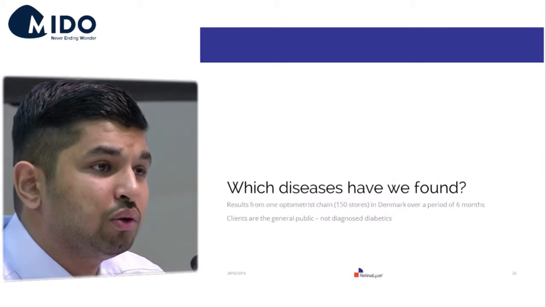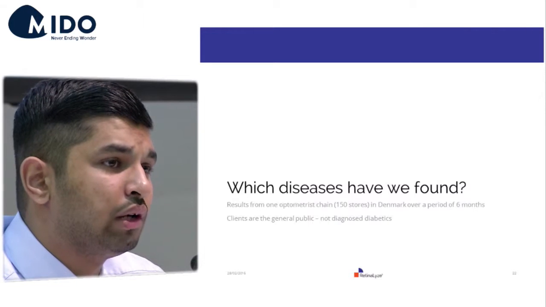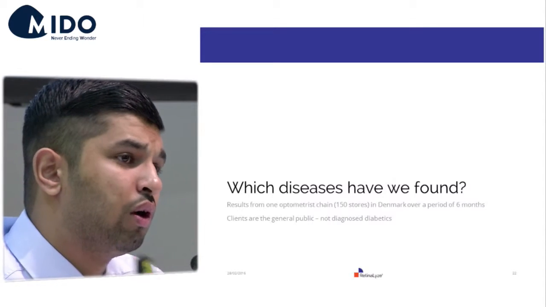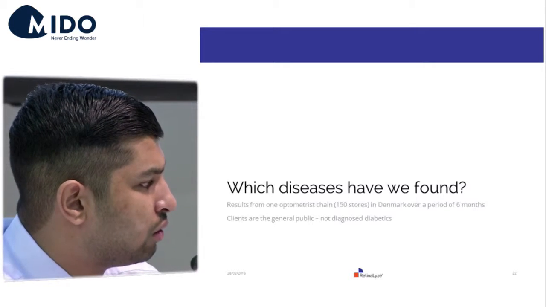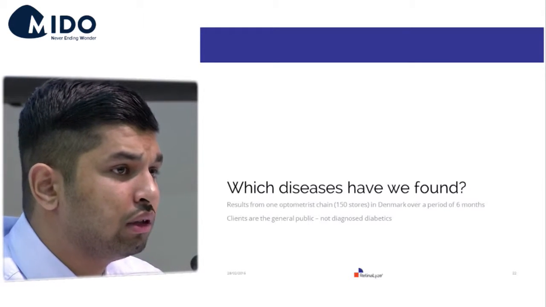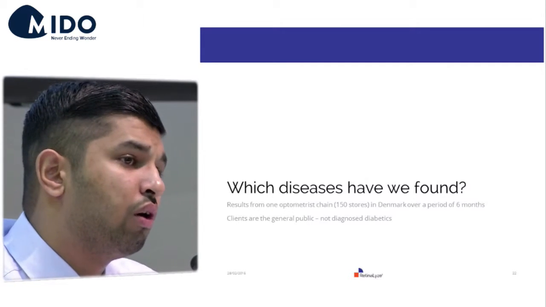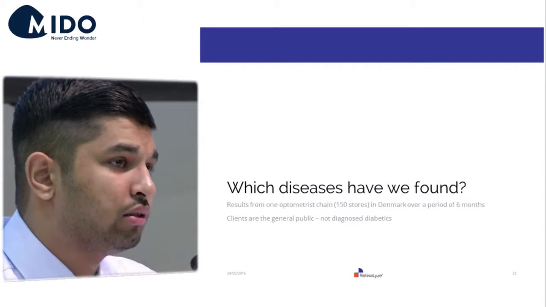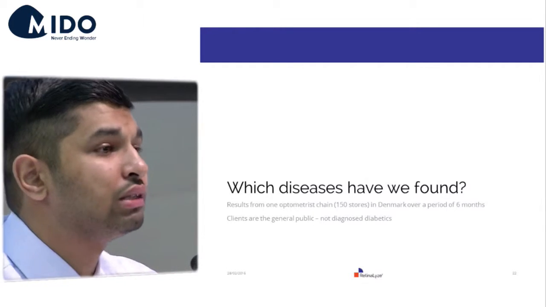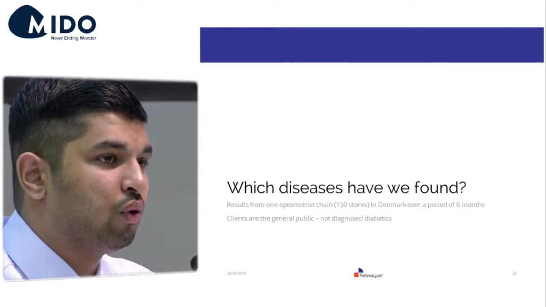So just to show you that this actually works, we've compiled some results of a Danish optometrist store who have 150 stores in Denmark. These are results gathered over 6 months, the last 6 months actually. And the clients that walk in the store are general public, not diagnosed diabetics, just people walking down the street, seeing that there is a RetinaLyze screening available or retinal screening available, and walking in for an eye exam.